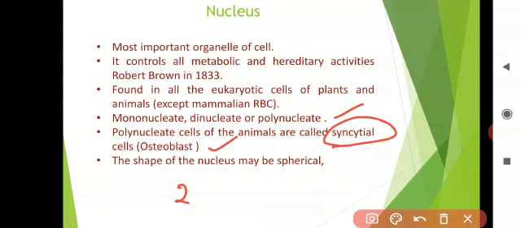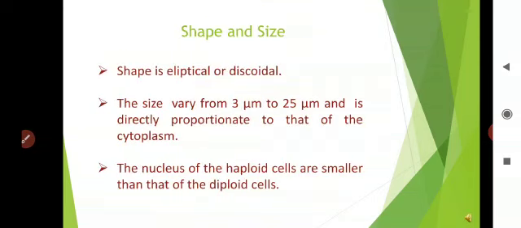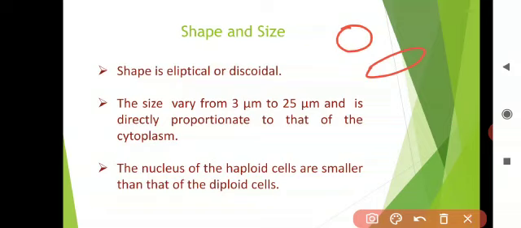The shape as well as the size of the nucleus will be depending upon the content of the cytoplasm. So, the shape of the nucleus may be spherical, elliptical or discoidal. That means the nucleus will appear like a round structure, that means the spherical, or it may be the elliptical, or it may be the discoidal. So, these are the different shapes of the nucleus.